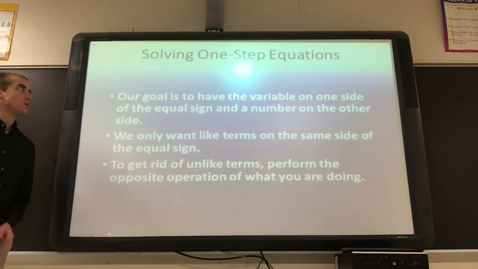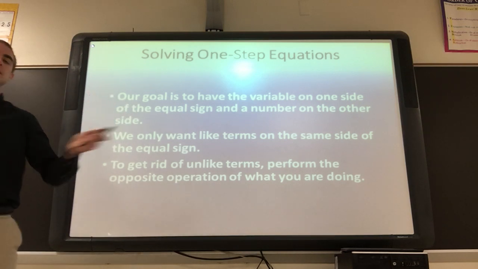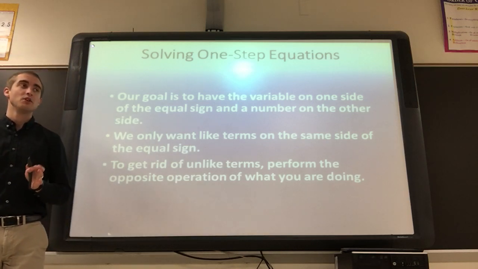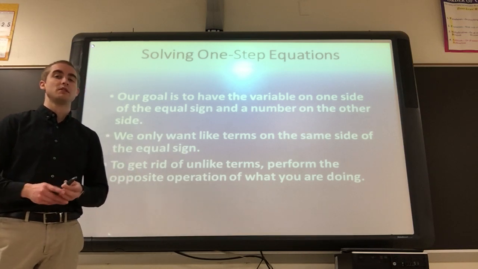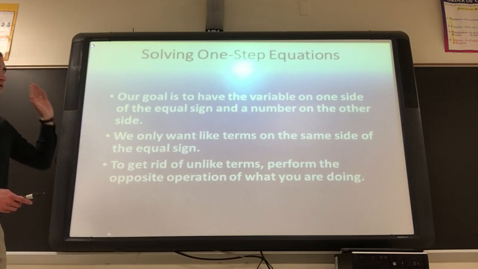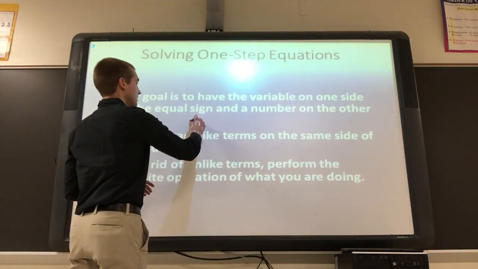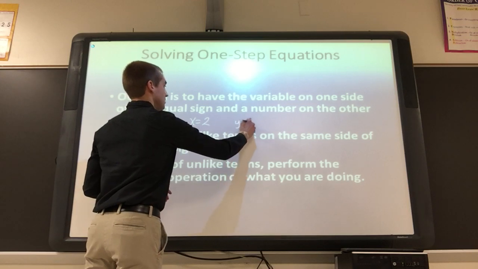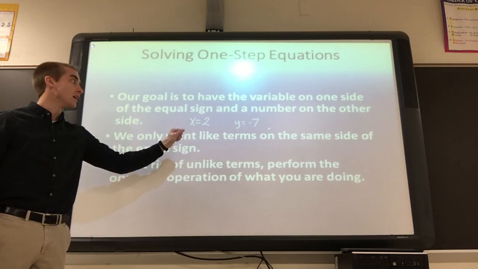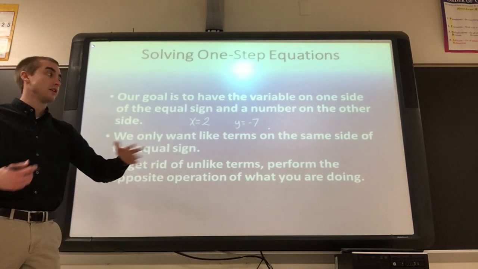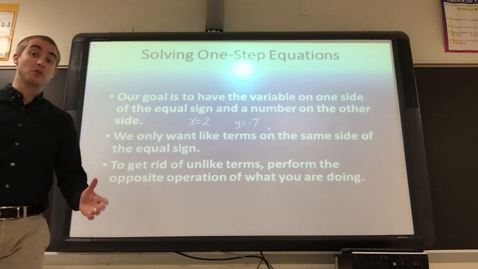But as we solve equations, solving these one-step equations, our goal is actually going to stay the same no matter if we have a 2-step, a 3-step, a 10-step equation. The goal when we solve equations is always the same. We want to have the variable on one side of the equal sign and a number on the other. For example, we want x equals 2 or y equals -7. The variable by itself, nothing else with it, on one side, and then a number on the other. And it could be switched as well. It could be 2 equals x or -7 equals y. That doesn't matter which side the variable's on, but that's our goal.